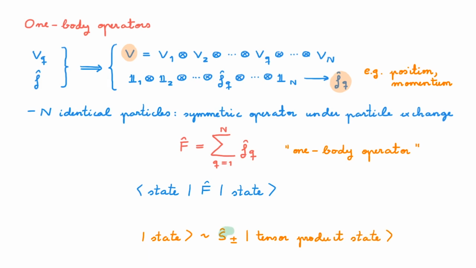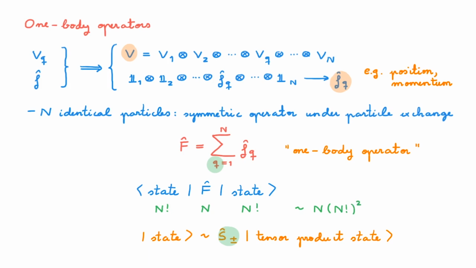The application of the symmetrizer or antisymmetrizer results in n factorial terms to ensure the correct symmetry on the particle exchange. And what this means for the matrix elements of F is that we get n factorial terms from the bra, then the F operator is given by this sum over q, which gives another n terms, and then we get another n factorial terms from the ket. This combines to a huge number of terms, making the calculations very long.